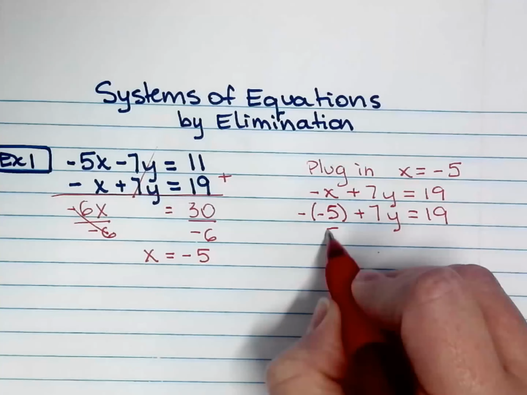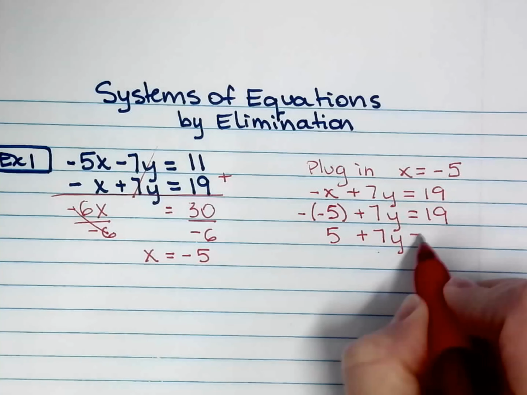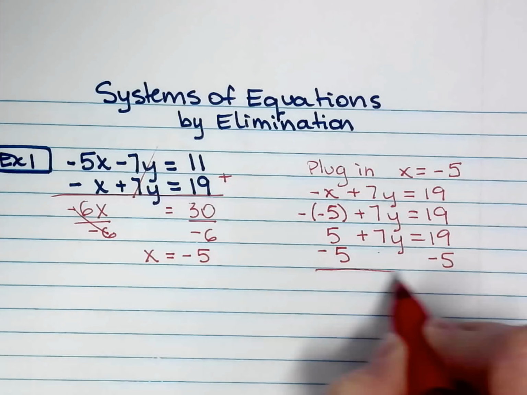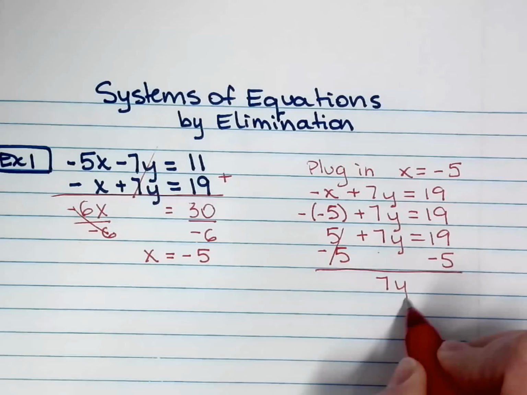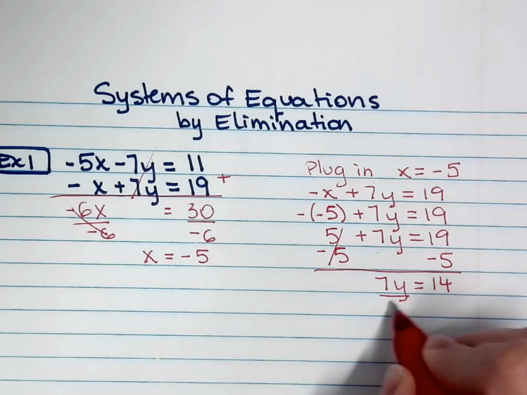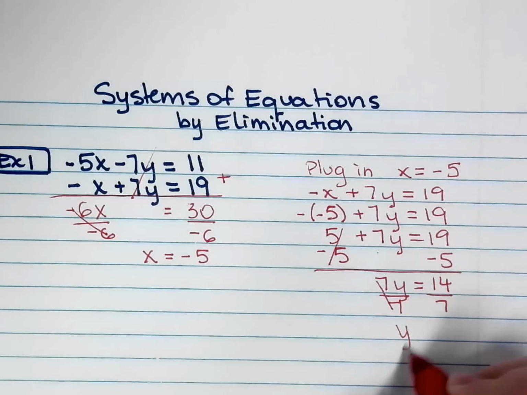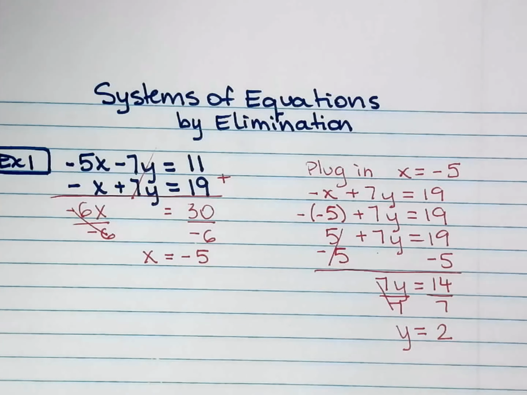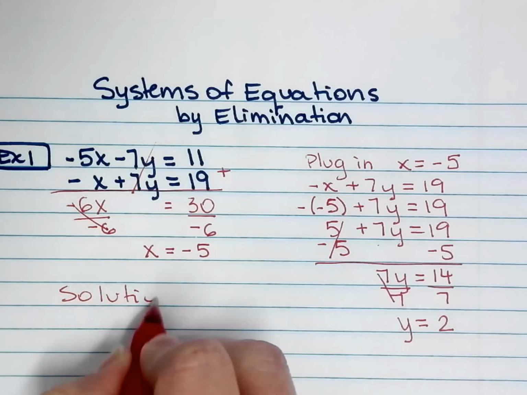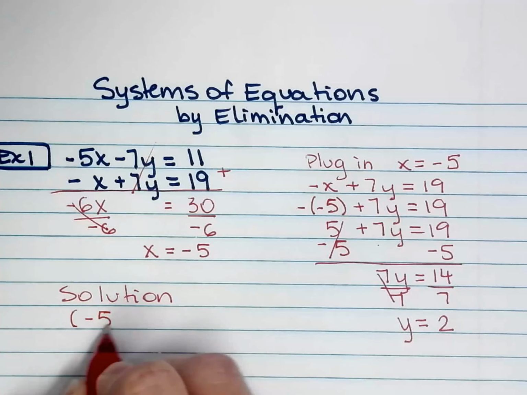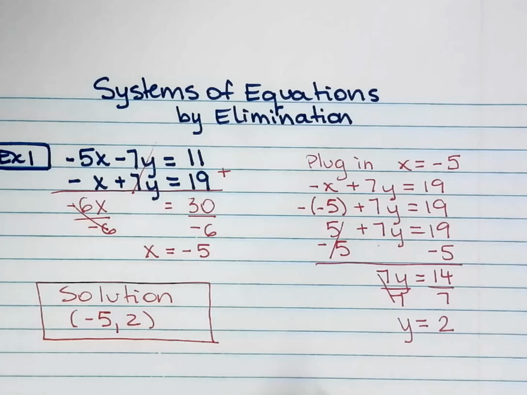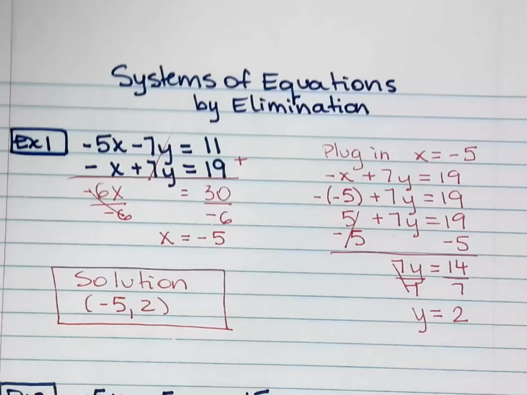Two negatives make a positive, so 5 plus 7y is 19, minus 5 on both sides. That's 0. I'm down to 7y equals 19 minus 5, that's 14. Divide by 7, that leaves me with y equals 2. Now, the final thing is you need to write the solution as an ordered pair. So the solution will be negative 5 for x and 2 for y. So that's the main idea.